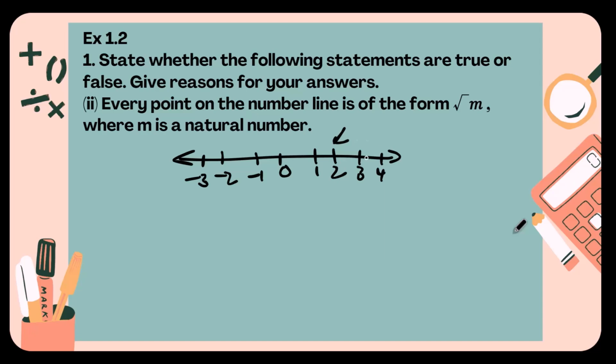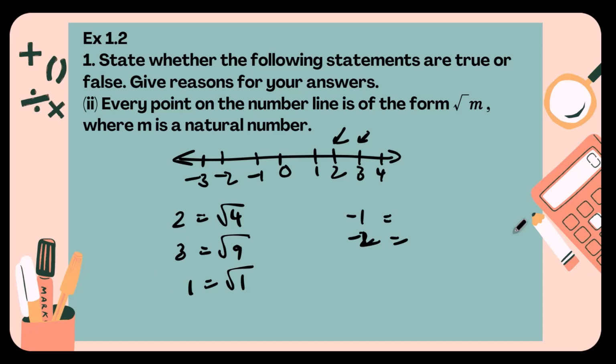What is 2? Can I write it in the form root of something? Yes, root 4 is 2. What about here? 3. 3 can be written as root of 9. Correct? Yes. But what about the negative numbers? Can I write it as root of anything? No, right? Minus 1, minus 2. Even 1 I can write as root of 1, right? But negative numbers cannot be written in root m. Negative numbers are also on the number line. So this is false, right? Every point on the number line is of the form root m is false.